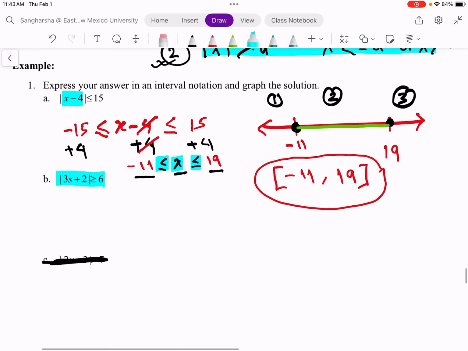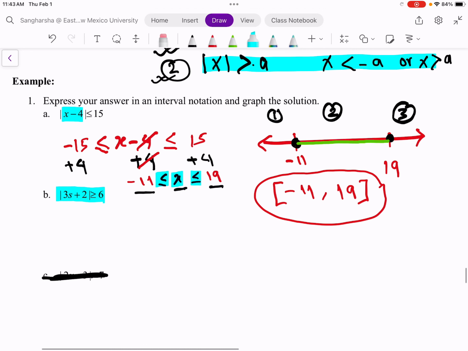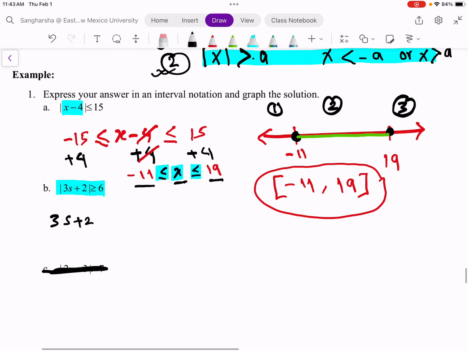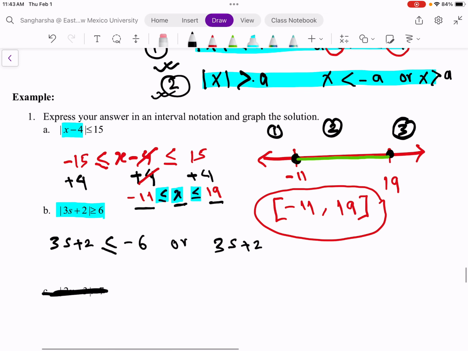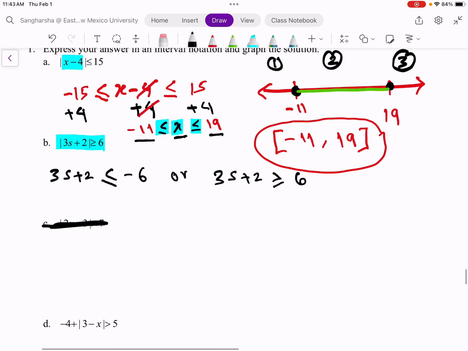And according to this definition, you write down whatever you have inside the absolute value. We have 3s plus 2, okay? Then less than or equal to, we have an equals to, so we're going to include equals to, negative of whatever you have on the right side. We have negative 6, or write down whatever you have inside the absolute value, 3s plus 2, okay? Then greater than or equal to, so we're going to include equals to, positive of the right side, which is 6. This is from our definition, okay? Now we solve each of these inequalities.